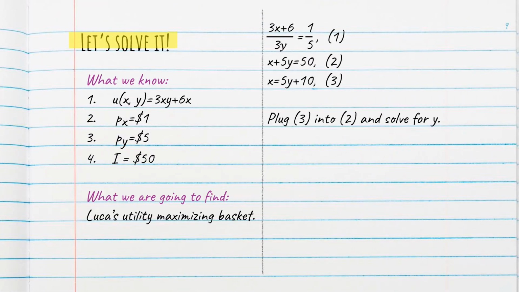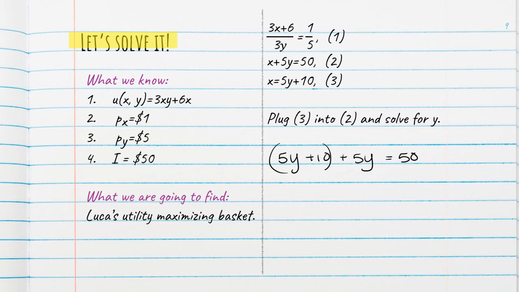Now I'm going to plug equation 3 into 2, and I'll be able to solve for y. So taking 3 and plugging it into 2, I've got, in place of x, 5y plus 10 plus 5y is equal to 50. So this is equation 2 where I've just inserted what I know about x. And now I can simplify.